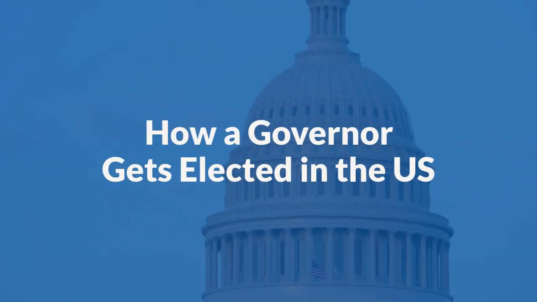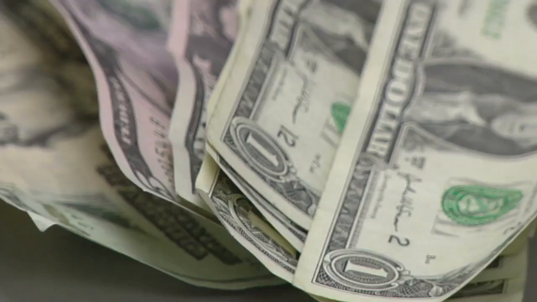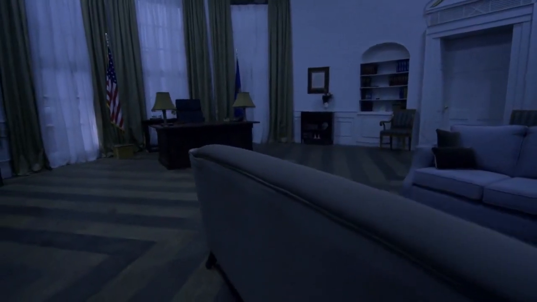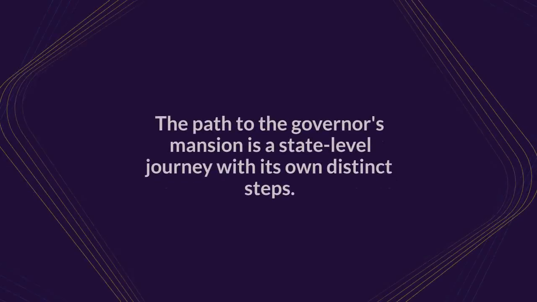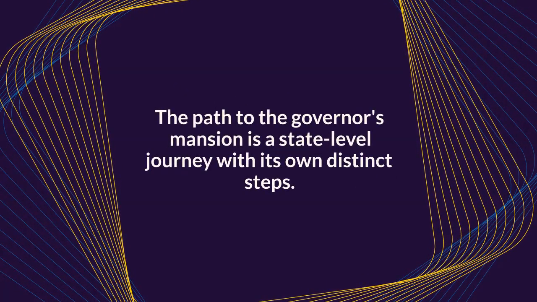Today we're breaking down exactly how a governor gets elected in the United States. Think of a governor as the CEO of a state, responsible for signing laws, managing the state budget, and overseeing state agencies, much like the president does for the whole country. But the path to the governor's mansion is a state-level journey with its own distinct steps.